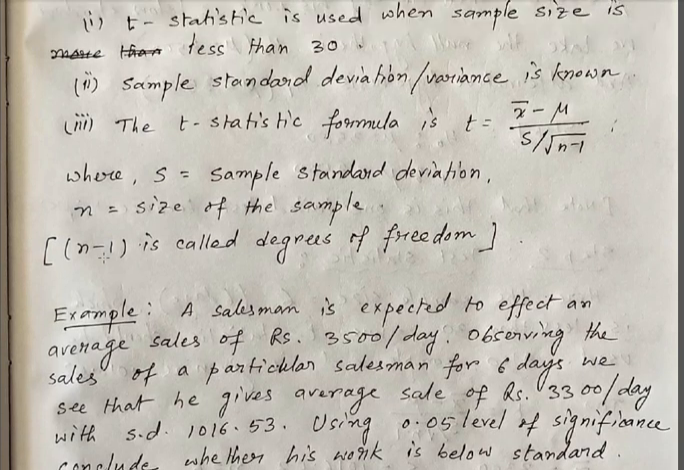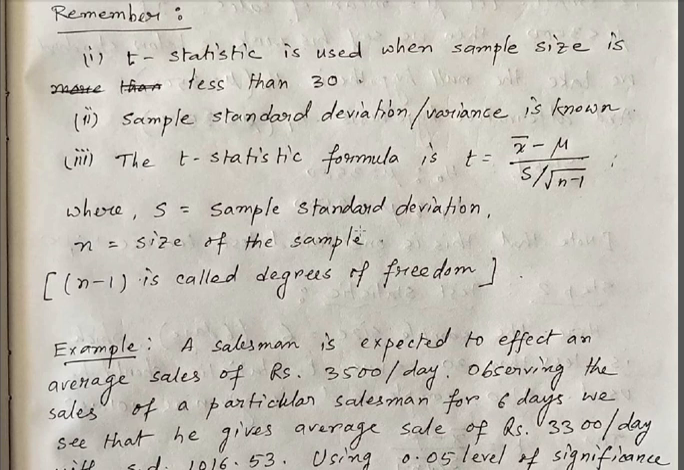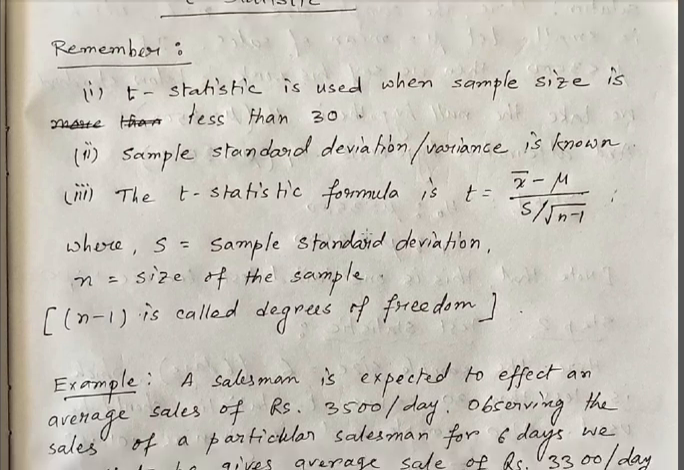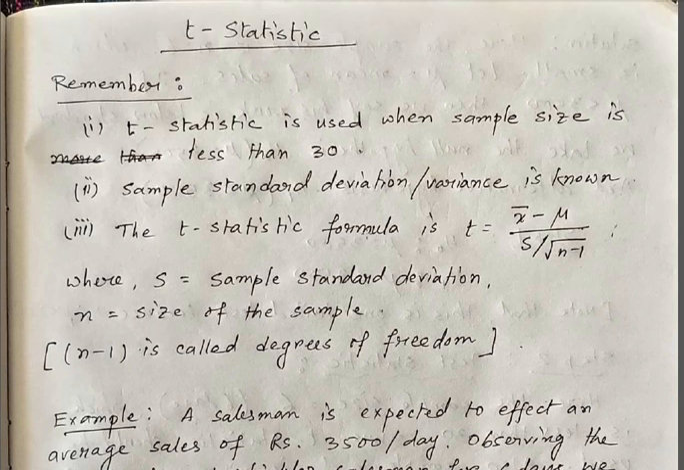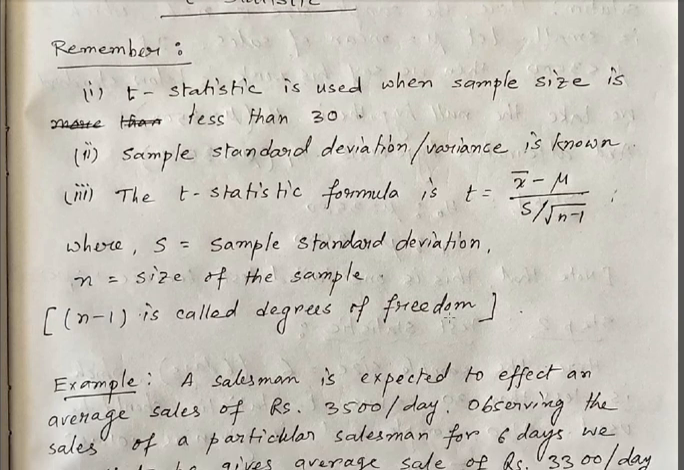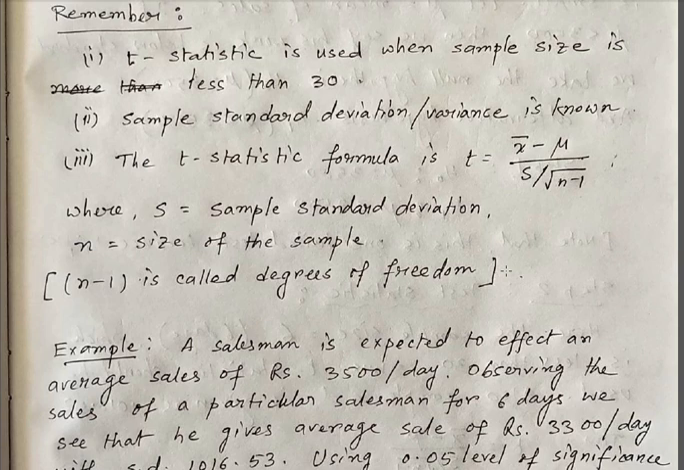And n minus 1, this is in case of T. In T distribution there is a parameter called degrees of freedom. In case of normal distribution, the parameters are mean and standard deviation. In case of T distribution, the parameter is degrees of freedom, which is denoted by sample size minus 1. That is, if the sample size is 30, then 30 minus 1, 29, is the degrees of freedom of this distribution.